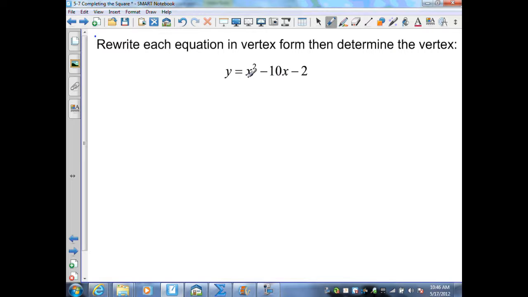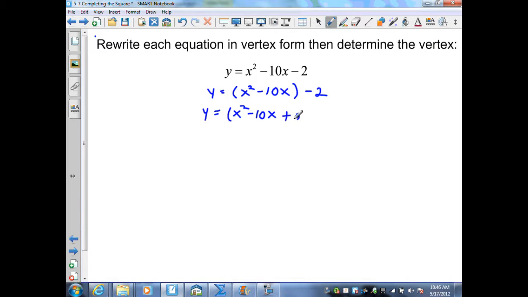So what I want to do is group my quadratic and linear term. Y equals x squared minus 10x minus 2. I want to complete the square. I can do that because I know my coefficient of my quadratic is a positive 1. That gives me, when I complete the square, x squared minus 10x. B is a negative 10. Negative 10 divided by 2 is a negative 5. And when I square that, that's going to be 25.